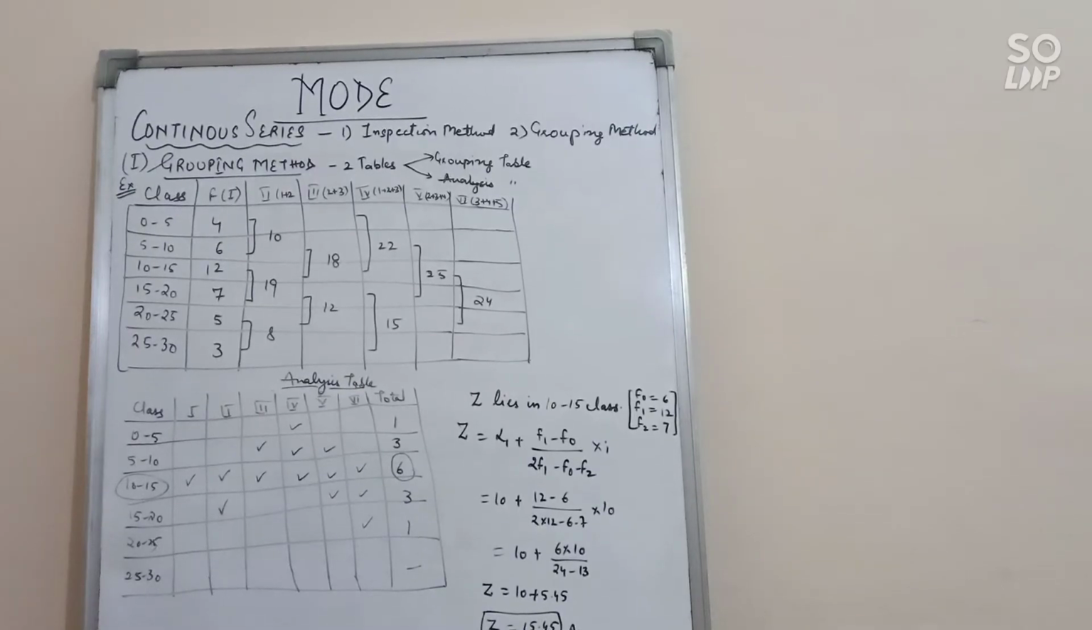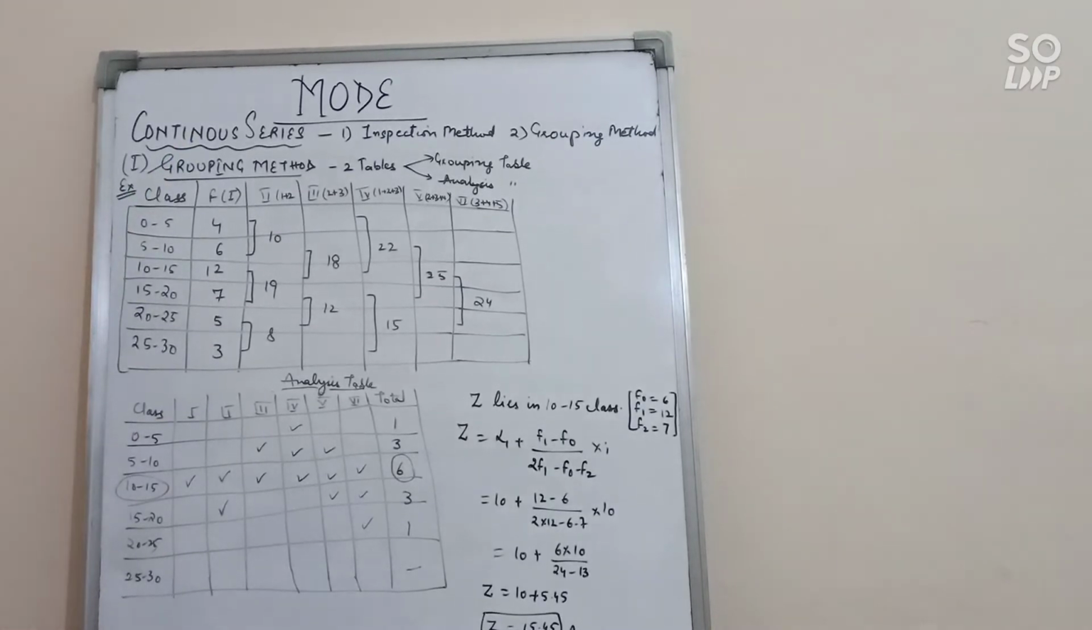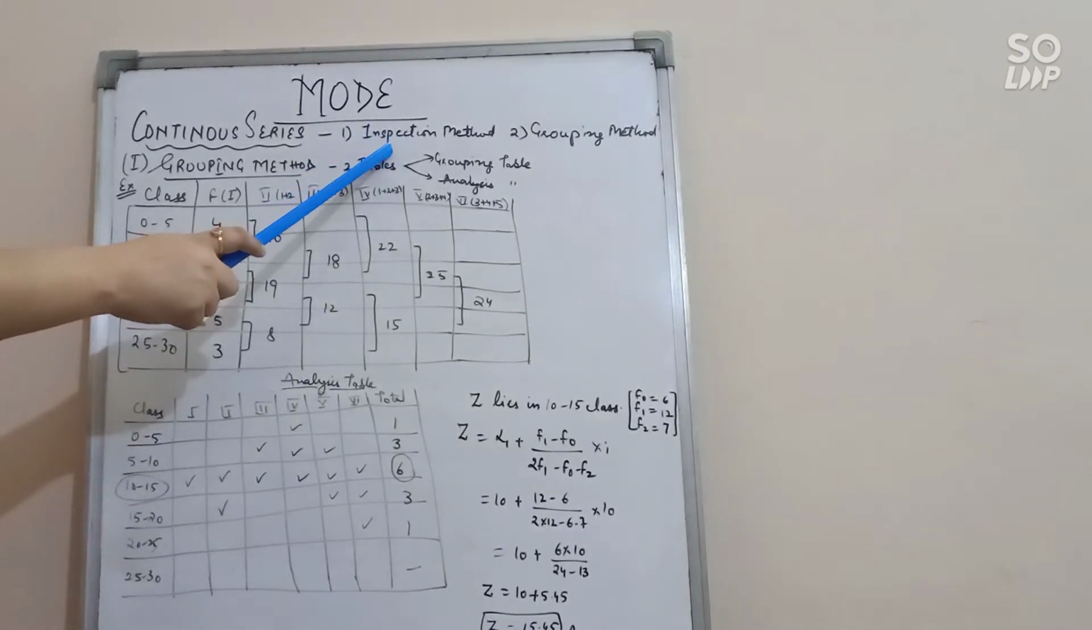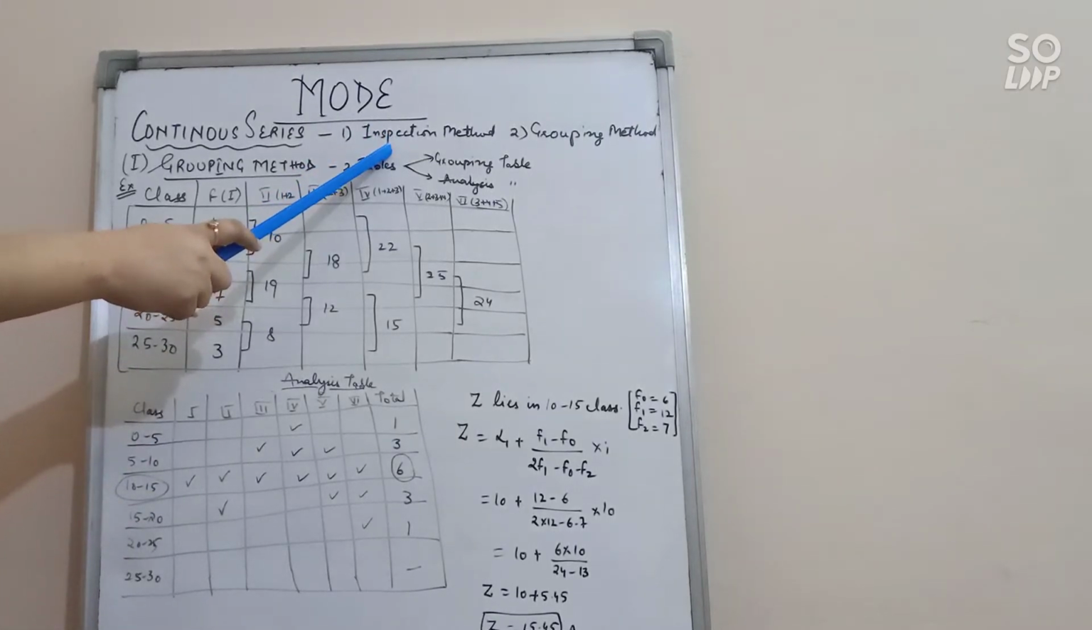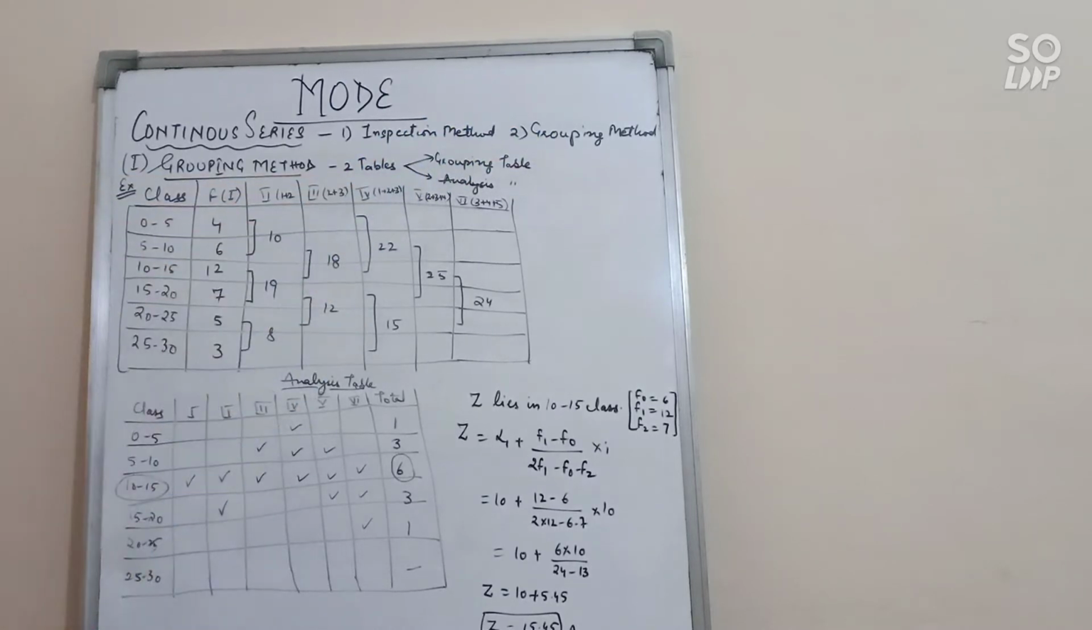We are doing chapter mode, and under mode we have done individual series and discrete series. Today we will be doing continuous series. Continuous series is a series in which we have classes and frequency. Under continuous series we have two methods to calculate mode. One is the inspection method, which is also known as the observation method, and the second is the grouping method.